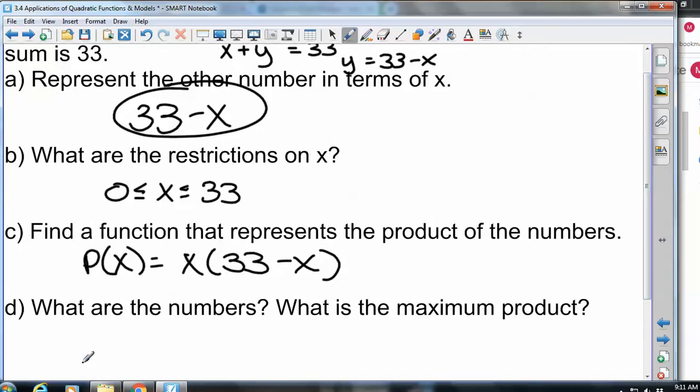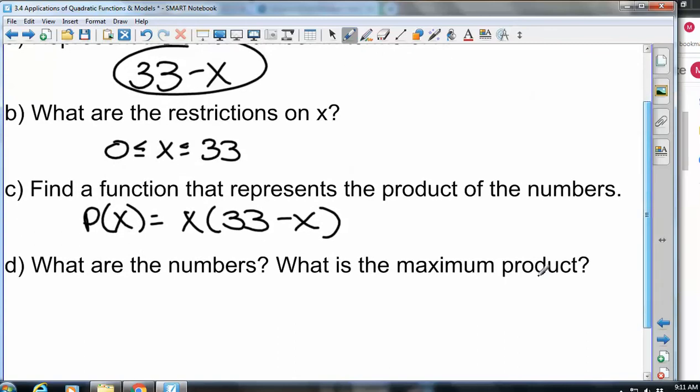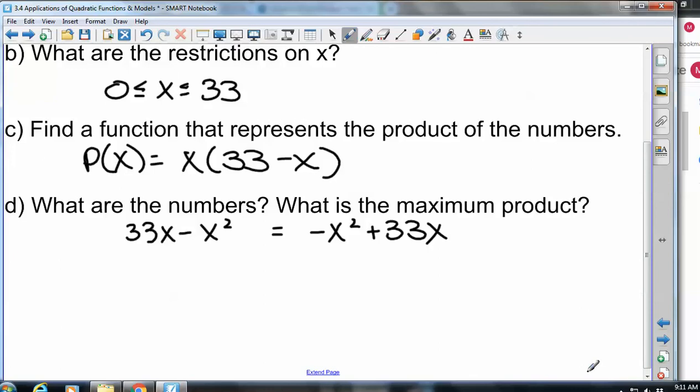I should have maybe asked these questions in opposite order. I want to find the maximum product. So you have a quadratic here, right? If you wanted, you could distribute that x, and you have 33x minus x squared. Or you could write that as negative x squared plus 33x. What do you know about that quadratic? It's got a maximum. It's a graph that's going to open down. So I want to find that maximum. How do we find a maximum?